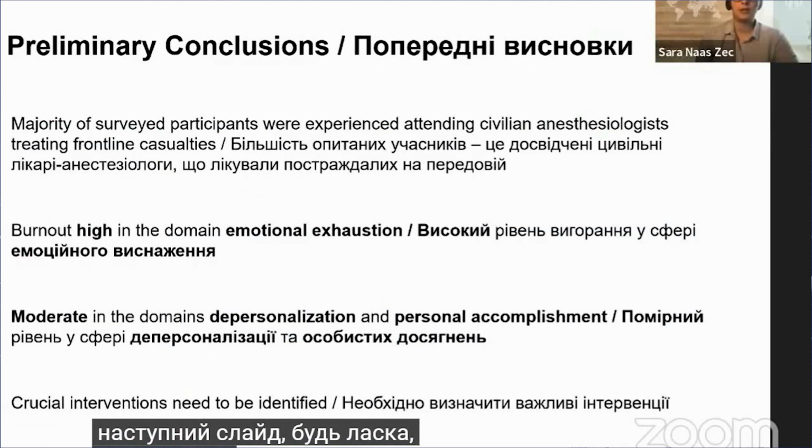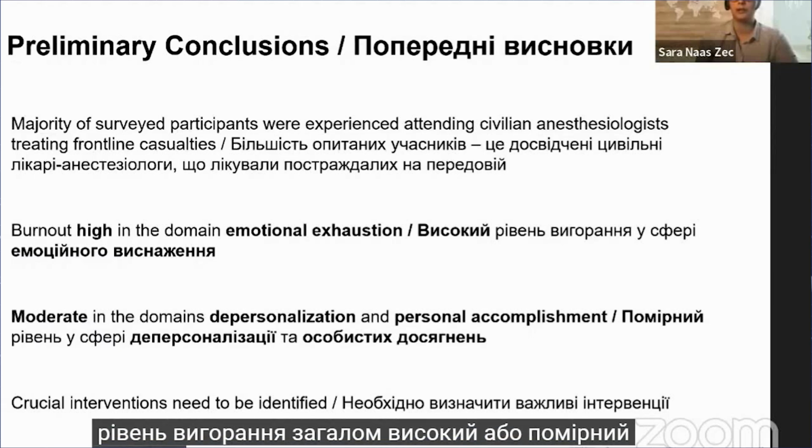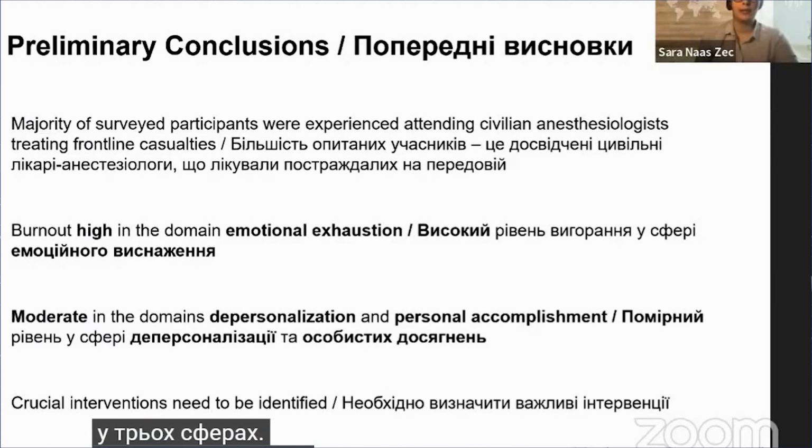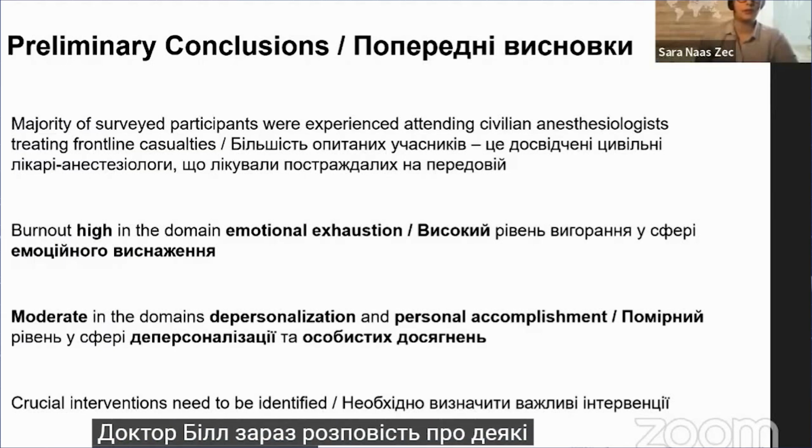Thus far, these data show that burnout levels are overall high to moderate across the 3 domains. Further subgroup analyses are underway. Dr. Biehl will now talk about some possible interventions.